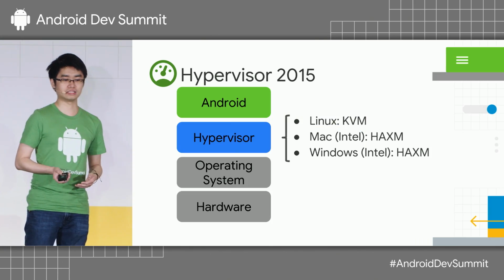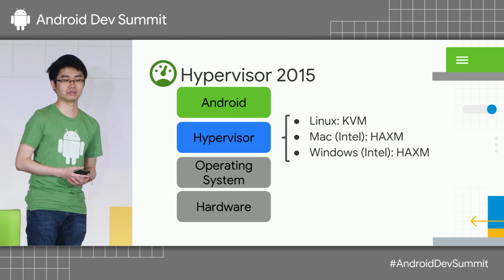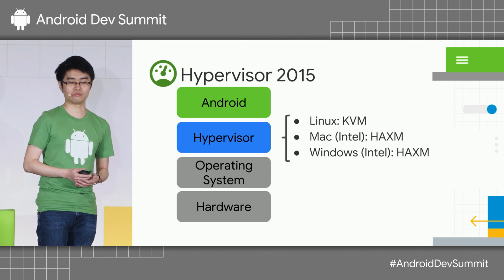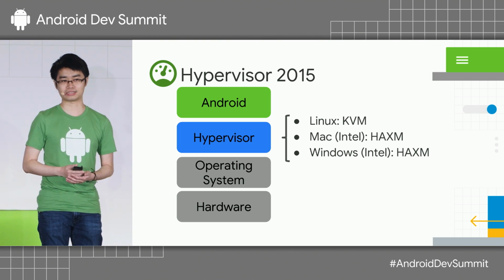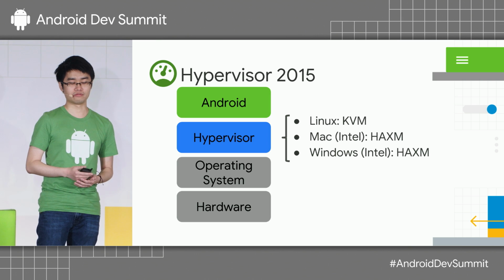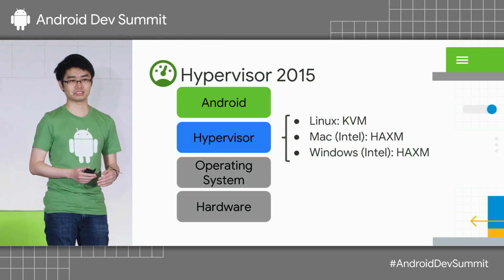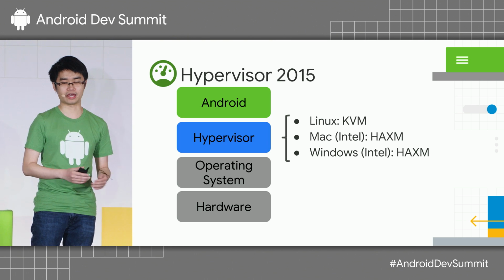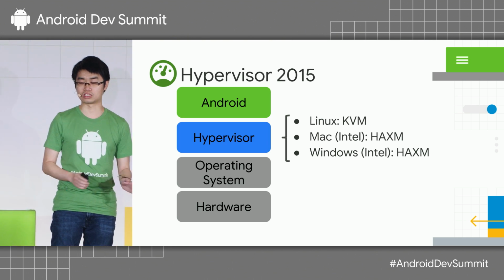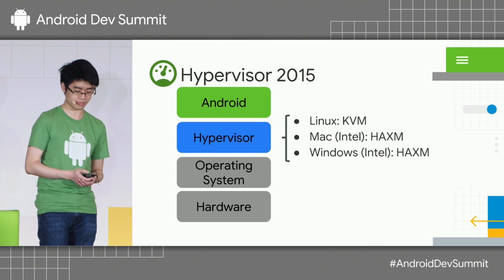In 2015, here is the list of the hypervisors we supported. On Linux, we have KVM. And on Windows and Mac, we support HAXM with Intel CPUs. Unfortunately, back in the day, if you were using an AMD CPU on a Windows machine, we had no support for this combination. So we got a lot of requests from AMD users to add support for them.